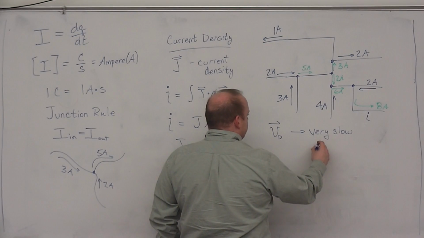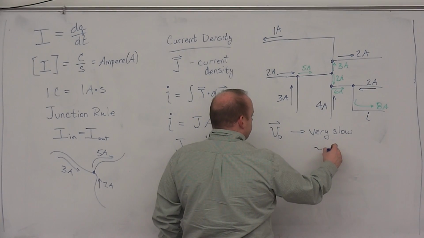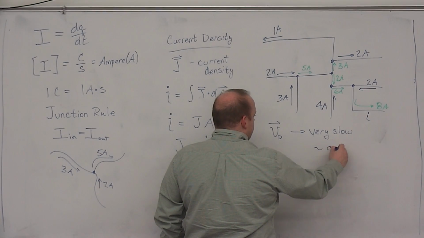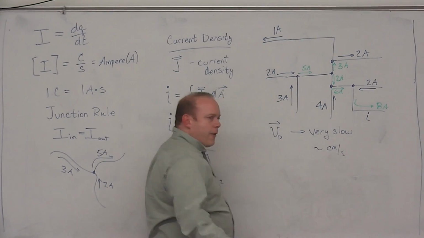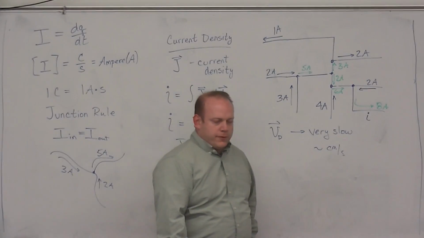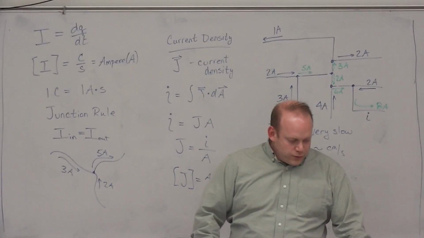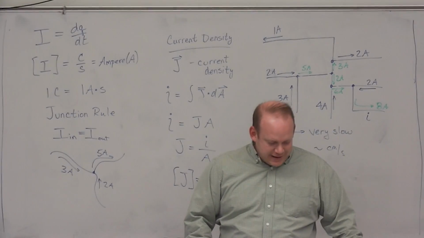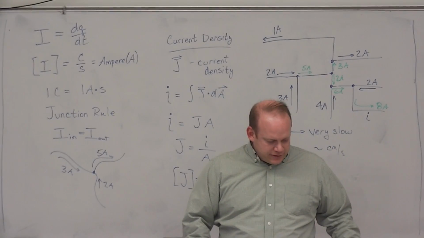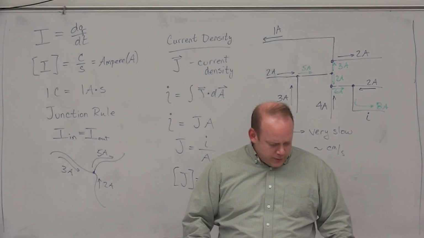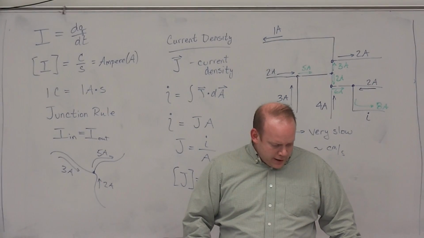Drift velocity is very slow. It's on the order of centimeters per second. I want you to go through and try to prove to yourself that's true. Read up on chapter 26, pages 686 and 687. There are some good problems there, but I do want to move on. Okay.